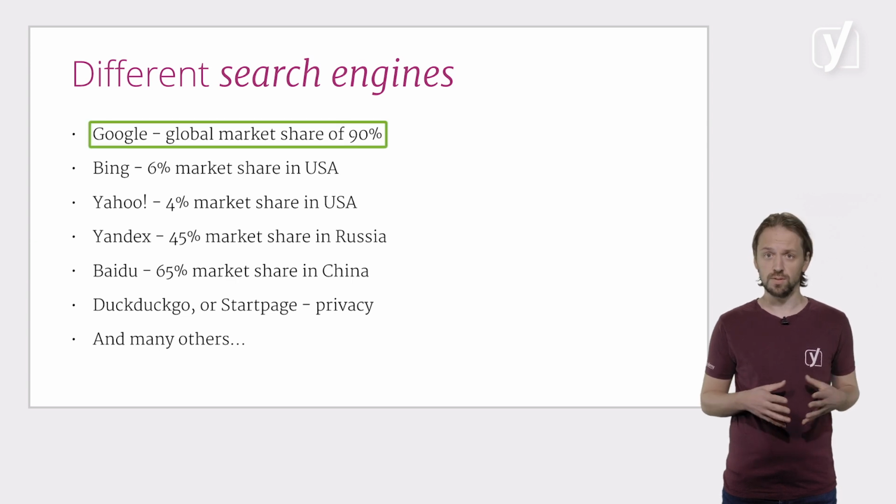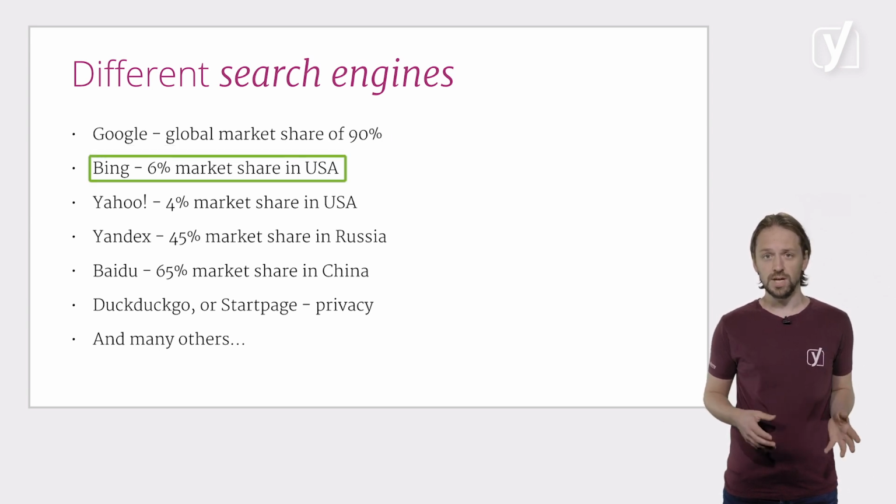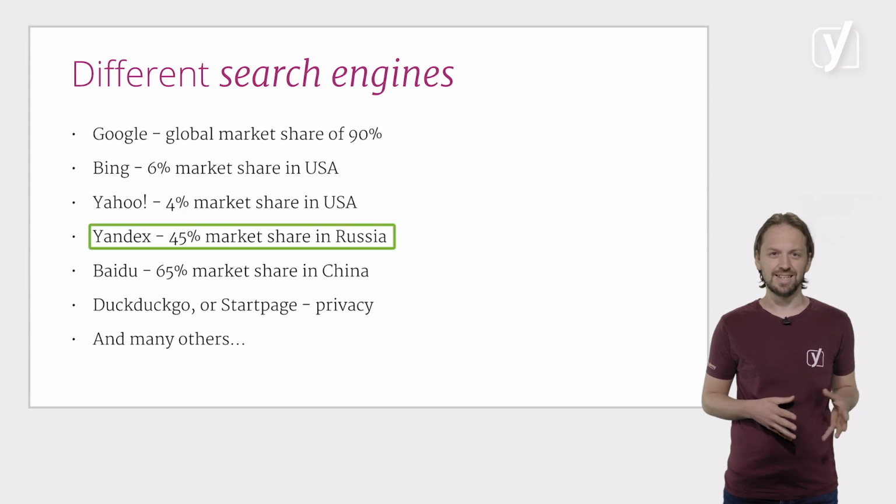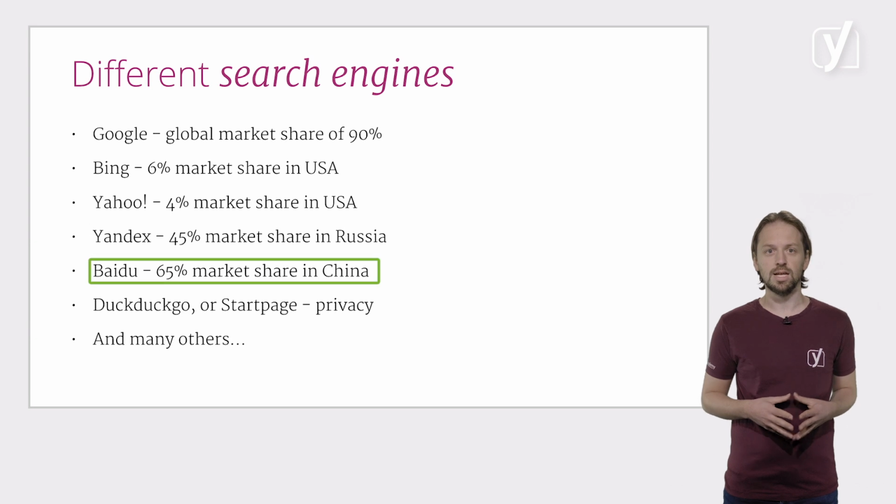Of course, there's Google. Google is the market leader in search engines, with a reported global market share of 90% in 2019. There's also Bing, which is mostly popular in the States. About 6% of American searchers choose Bing. Also, about 4% of them use Yahoo. Russian searchers are much more likely to use Yandex, which accounts for 45% of Russian search traffic. And Baidu takes the lead in China, with a 65% market share.